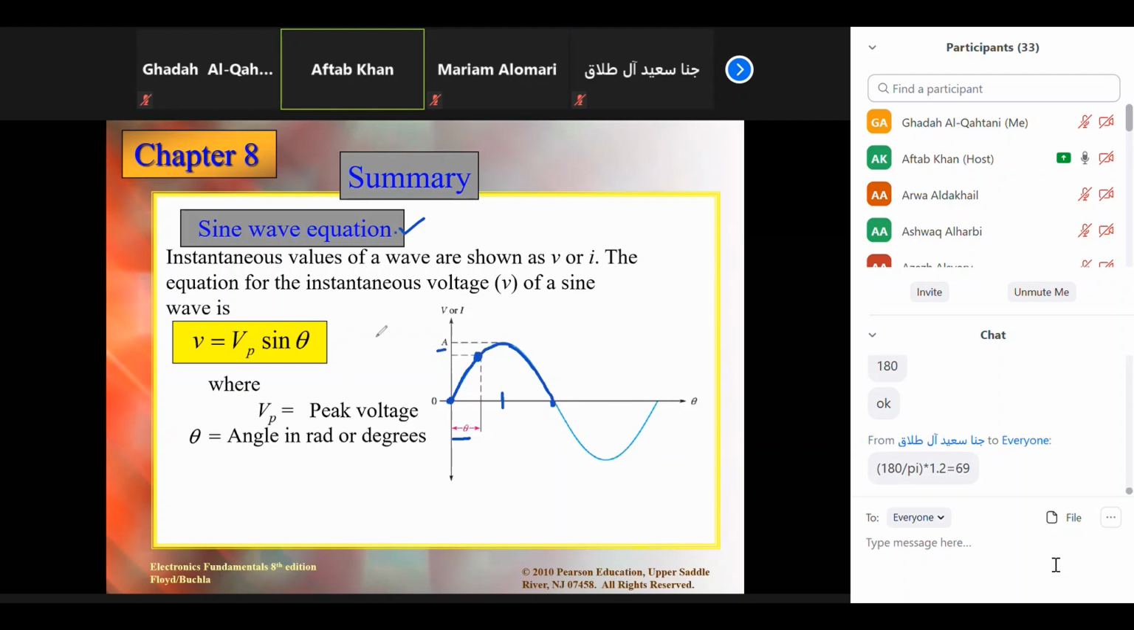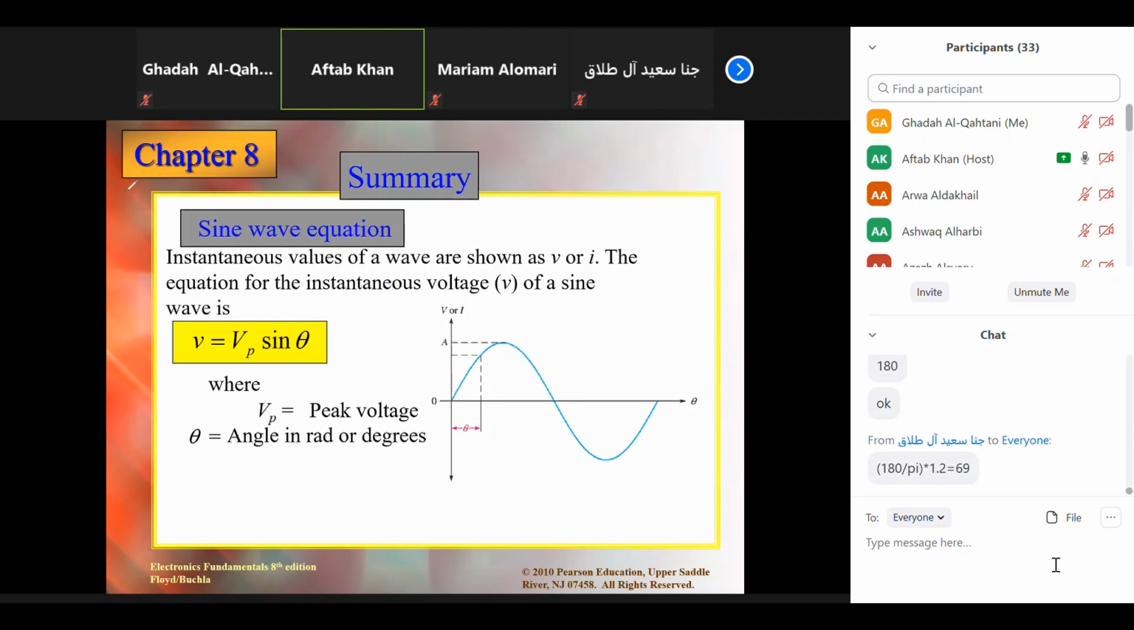So for that we have this equation which we call the instantaneous equation. By the way, it is the same if you want to write it for the current. It will be i = Ip sin theta, and the voltage is given this way: v = Vp sin theta. This will help us find the instantaneous value at the given angle. Vp here is the peak voltage, girls, which you can see mentioned here as A, and theta is the angle. So given the angle and the peak voltage, we can find the instantaneous value of the waveform.